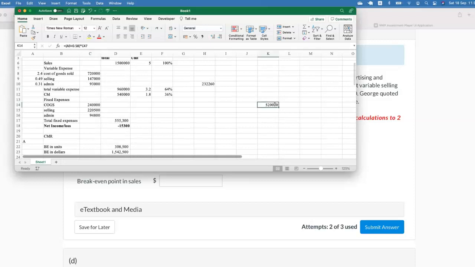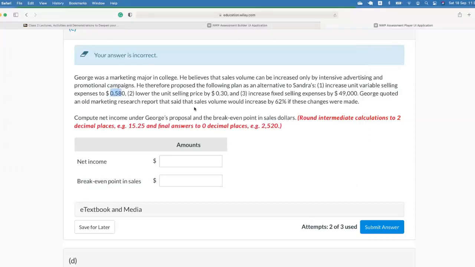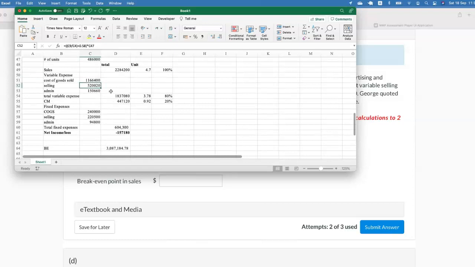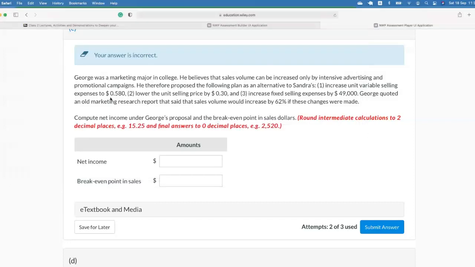It has been mentioned in the question that increase unit variable selling expense to 0.53. So 0.53 is the final. You don't need to add it to the existing one. Sorry, again, can you open your question? Yes, 0.58. Previously it was 0.49, the selling expense per unit, correct? Now, as per the question, it will be 0.58. Check the question. Yes, 0.58. Then this 0.58, you will multiply it by the new quantity.